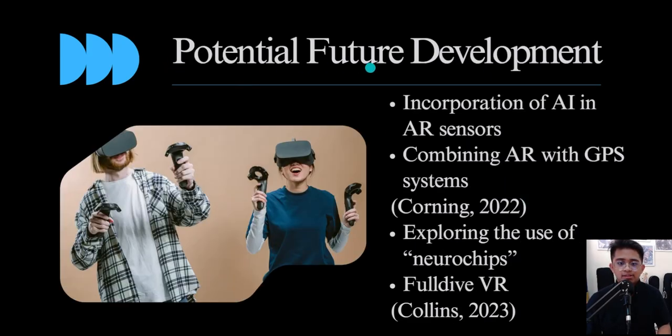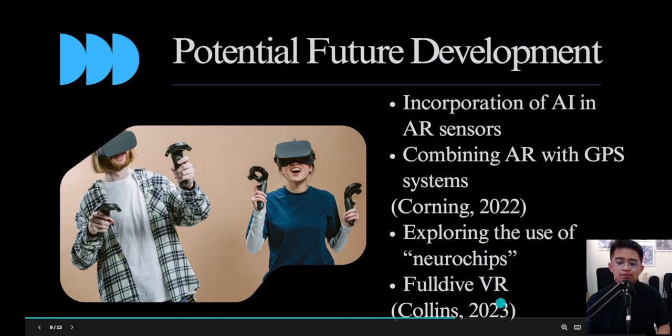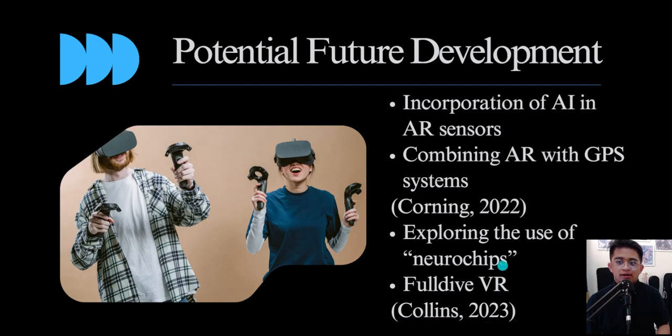Next, we have potential future development. Here are some of the advances that one may see in the near future regarding these technologies. We have the incorporation of AI in AR sensors. We have the combination of AR with GPS systems, according to Corning, exploring the use of neurochips, which will dive into full dive VR. These neurochips are obviously the ones from Elon Musk, and full dive VR is VR in the near future that immerses the user with all five senses of the body directly through the brain.